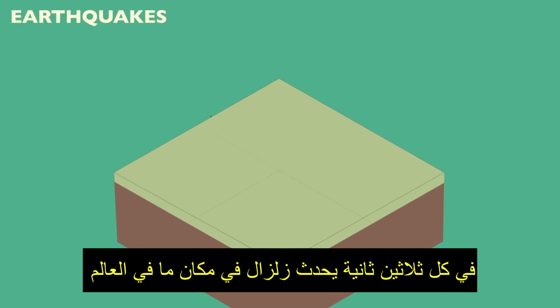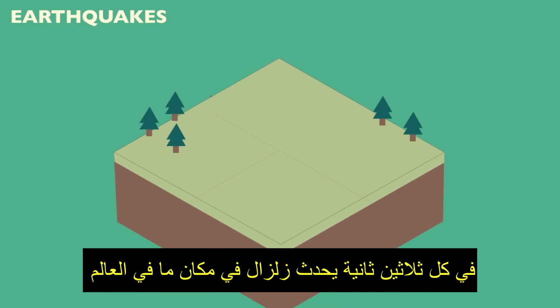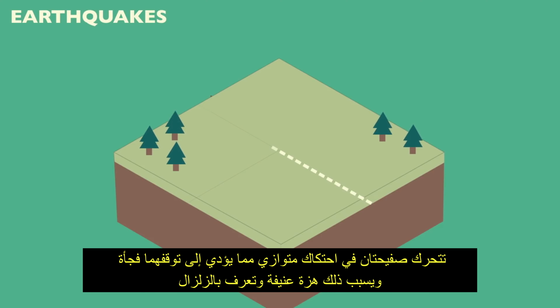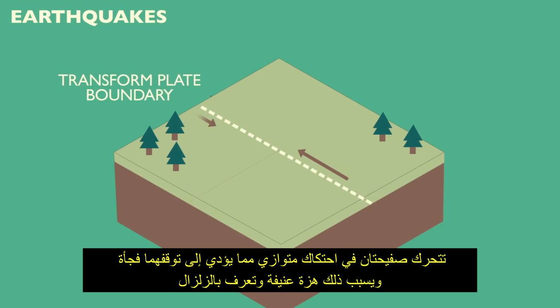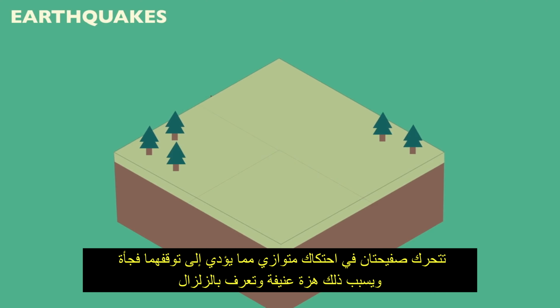Every 30 seconds there is an earthquake somewhere in the world. Earthquakes are common at transform plate boundaries. As 2 tectonic plates move in parallel, friction causes them to stick. When they eventually become unstuck, it is often with a violent jolt. This jolt causes an earthquake.